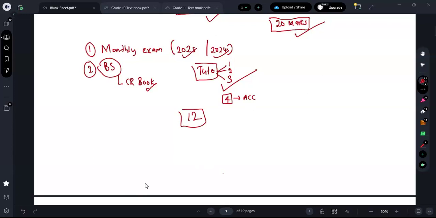Someone's mic is unmuted, I guess. Make sure that your mics are on mute, that would be a great help, so that it will not be a disturbance for the others. Okay, that's all right.